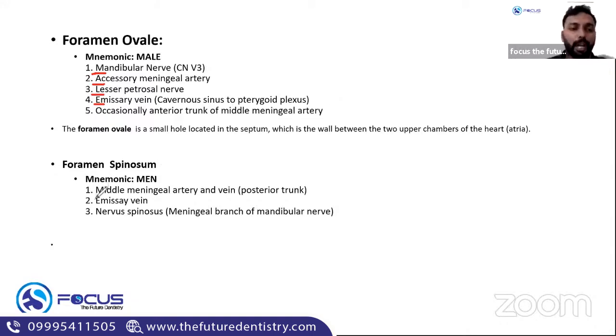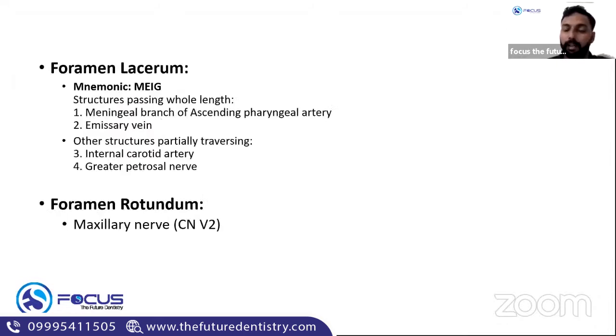Okay. Now, foramen spinosum, we can remember it as MEN. So you have a middle meningeal artery going through it, emissary vein, and N for nervus spinosus. As I said previously, the foramen ovale is through which your mandibular nerve comes out, and one small branch of mandibular nerve divides outside and goes back into the cranium, which is known as nervus spinosus. Okay, so that's about foramen ovale and foramen spinosum.